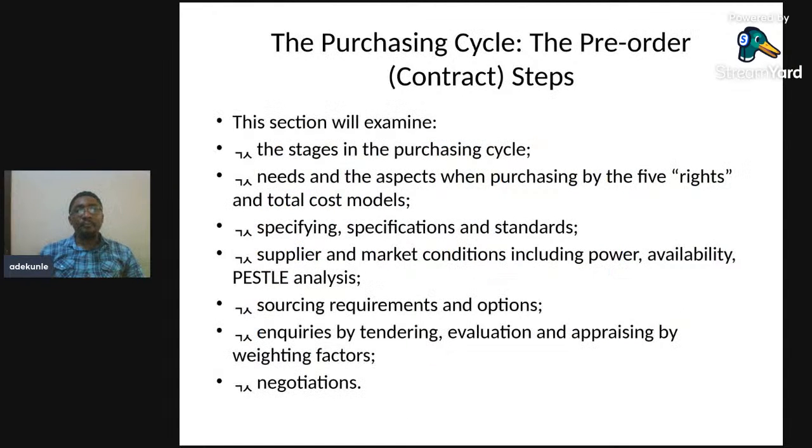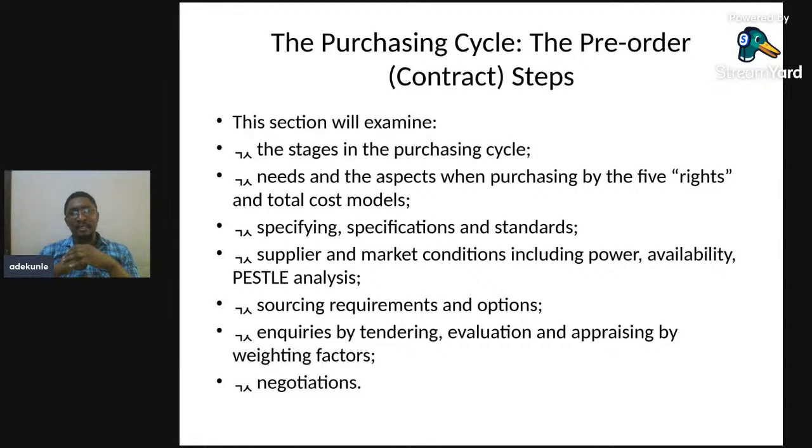All right. Now, at this stage, let's look at the purchasing cycle. The purchasing cycle, we'll look at the pre-order, the order, and of course the post-order. In this small purchasing cycle, we will talk extensively on how procurement is done. We will examine the stages in the purchasing cycle. We'll look at the needs and aspects of purchasing by the five rights and the total cost model.